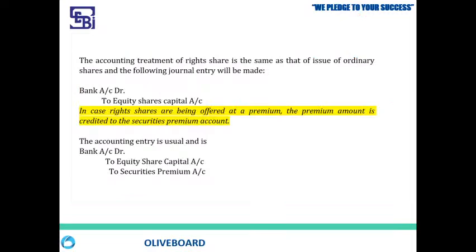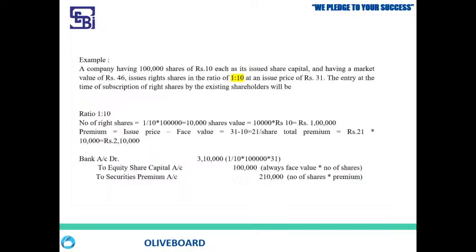Now the accounting is very similar to your normal issue of shares. It's nothing but bank account debit to equity share capital account. If it is issued at a premium, then bank account debit to equity share capital account, to securities premium account. It is as usual. I'm not going to explain this because it's a very common basic entry. Bank account will be debited by however much you are going to receive from your shareholders. Equity share capital will always hit with your face value. If there is securities premium, then whatever the excess money, that will be credited to the securities premium account. That's it. So this is the accounting treatment for your right shares.